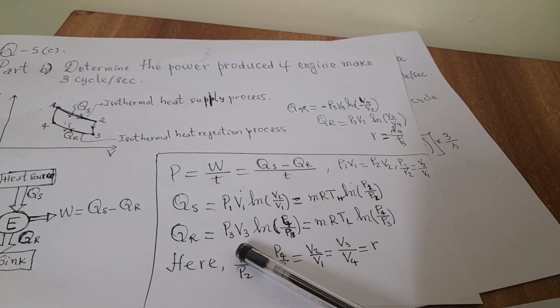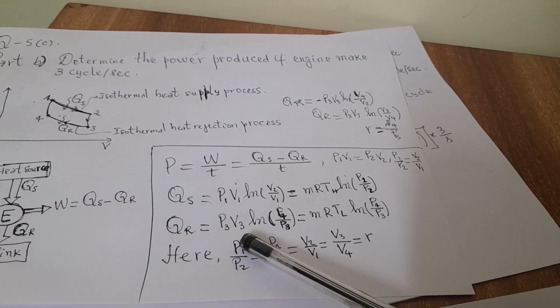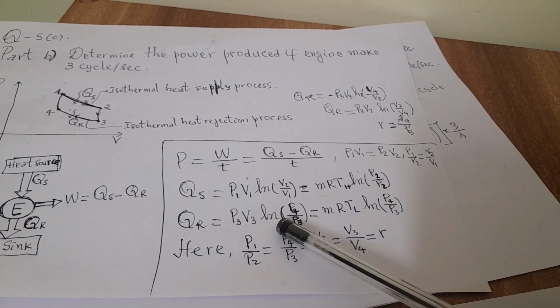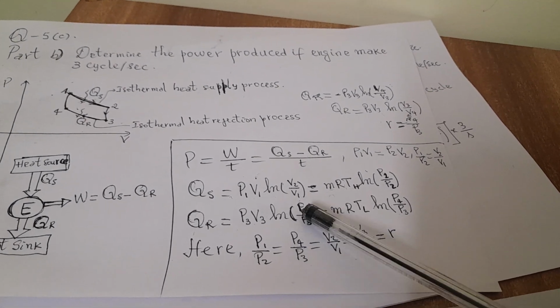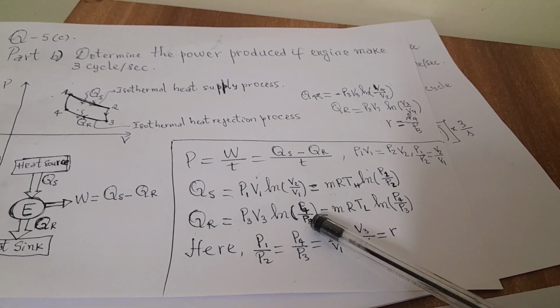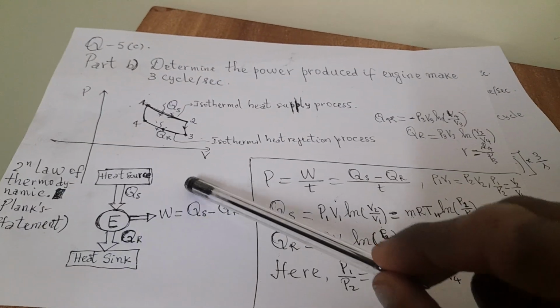The same will happen here. Here we will have P3 V3 ln of P4 upon P3. Why P4 upon P3? Only because of this one.